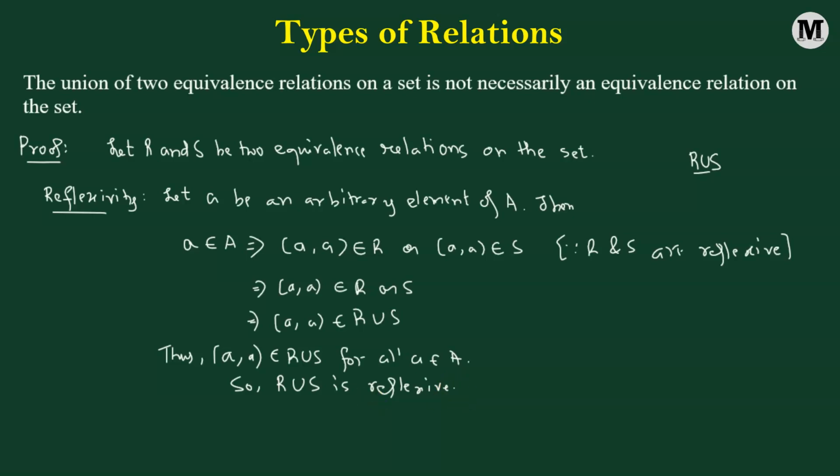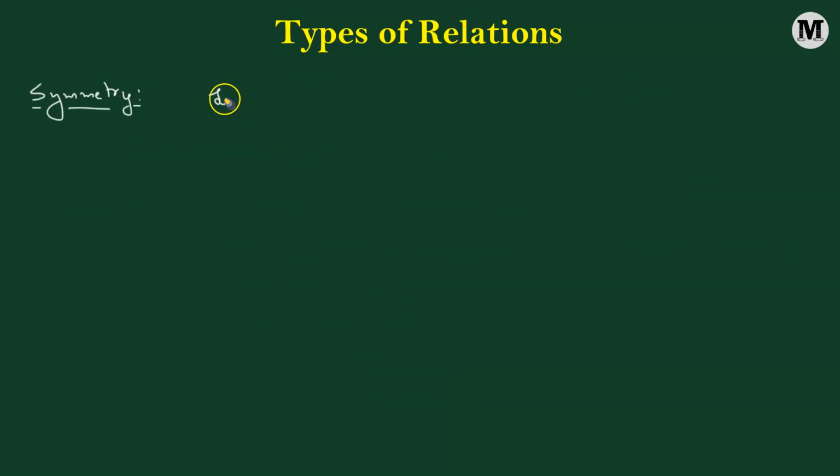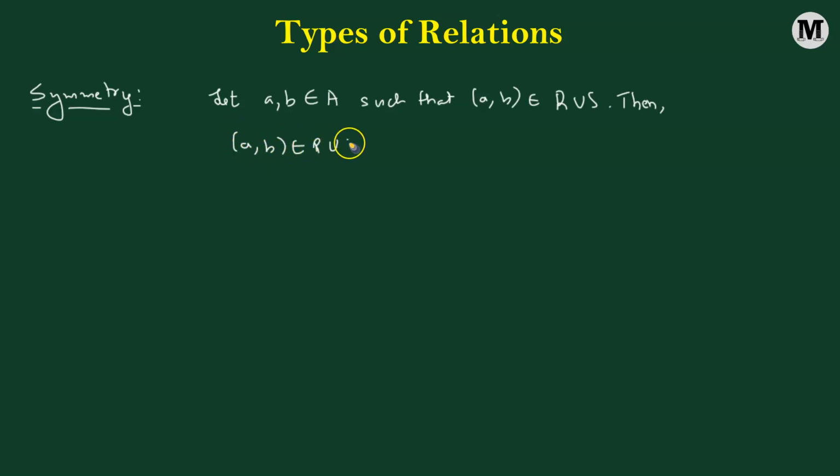Now we will check for its symmetry. To check for symmetry, let us suppose that we consider two elements a, b belonging to the set A such that (a, b) belongs to R union S. So we're assuming that the ordered pair (a, b) belongs to R union S. Then we can say that the ordered pair (a, b) belongs to either R, or the ordered pair (a, b) belongs to S.